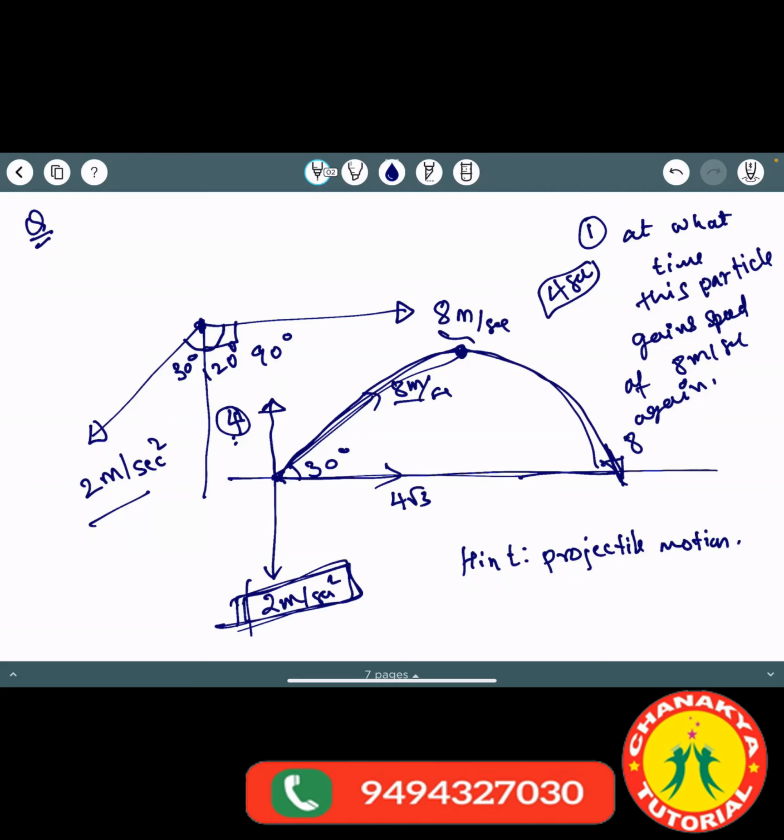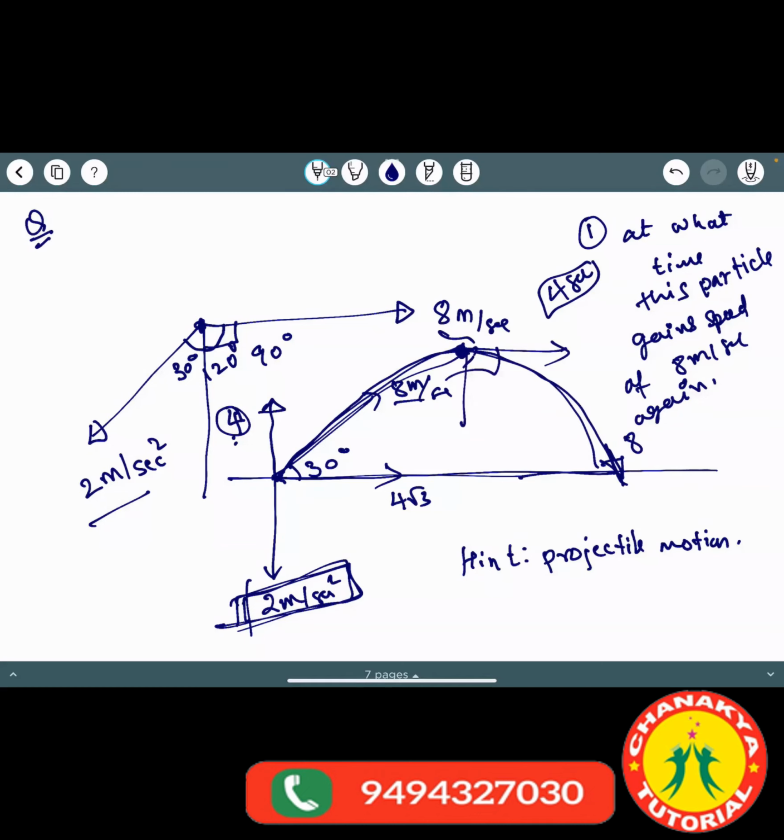When will the acceleration and velocity be perpendicular? At t equals 2? Exactly. Because at the topmost point we have only this velocity and the acceleration is acting like this, so 90 degrees.